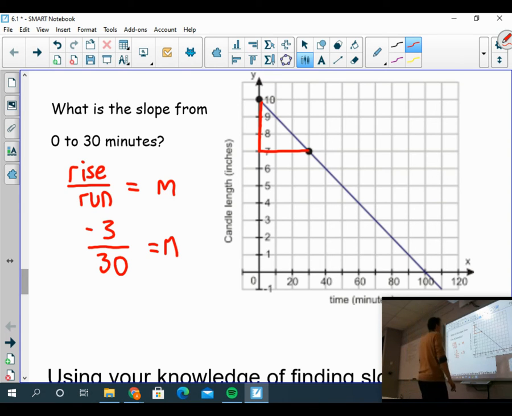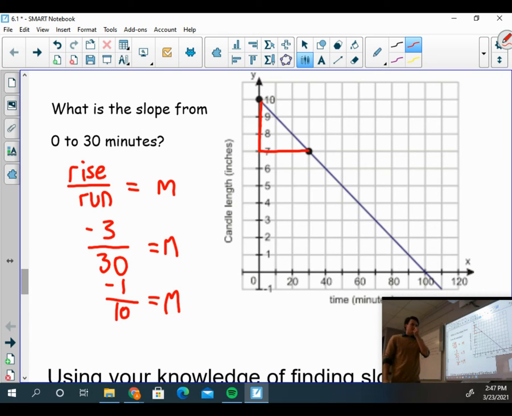While it's the easiest method to use while graphing, debatably, you must watch out for a changing scale. Okay? So our slope in this case would be -3 over 30, which could be simplified down to -1 over 10, which could be simplified down to 0.1.